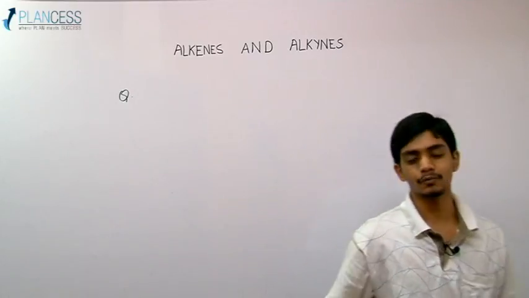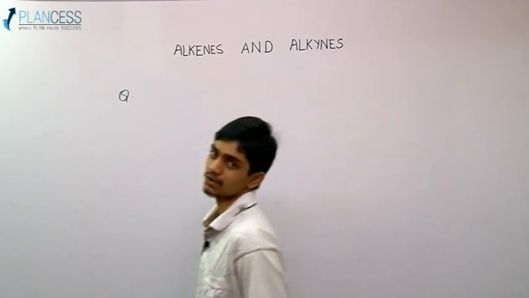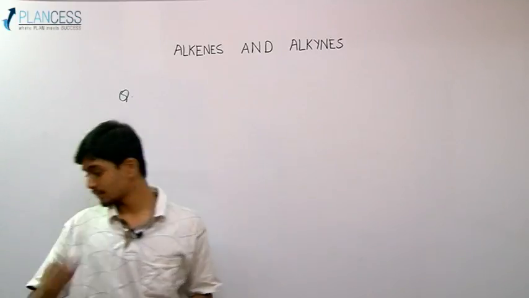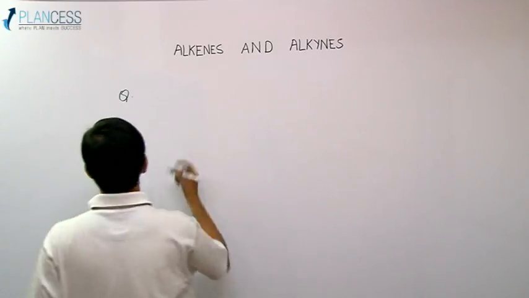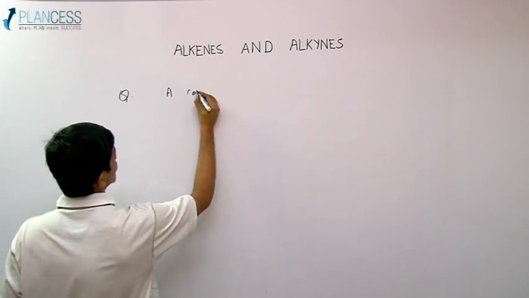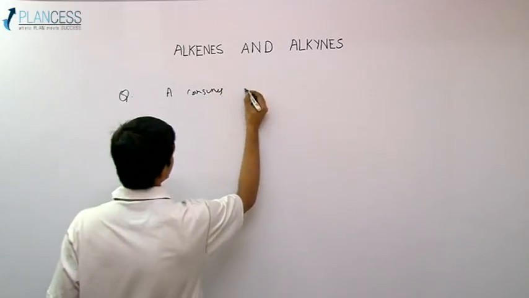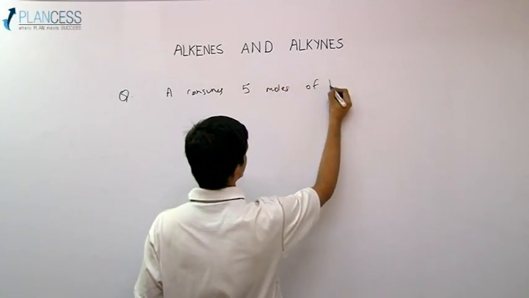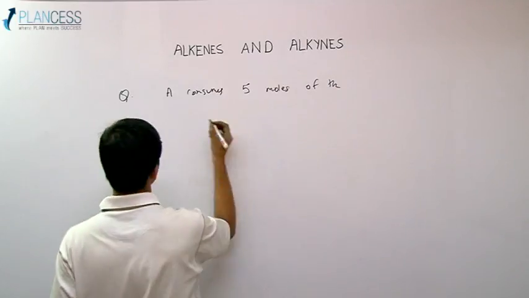Now let us see some questions, some applications based on the chemical properties of alkenes. The question says that there is a compound A which consumes 5 moles of hydrogen to give this compound.